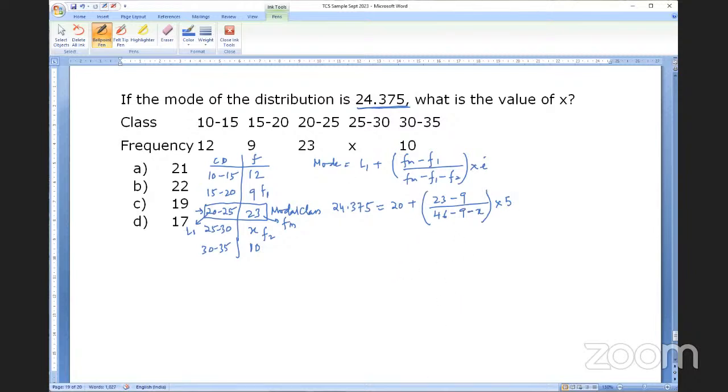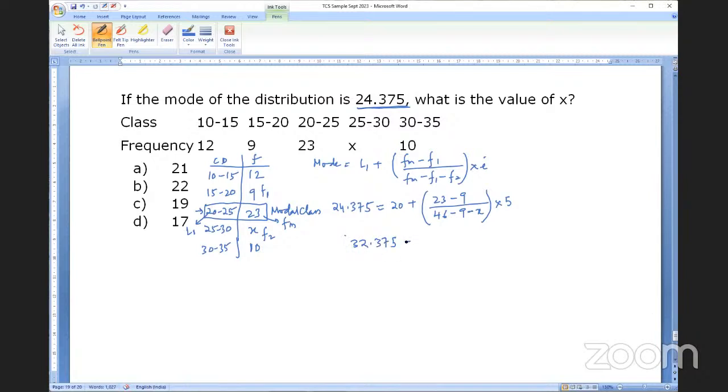Let's use our drop-down calculator to get the initial values quickly. 24.375 minus 20 is 4.375. Let us divide that by 5, which gives us 0.875. Now 46 minus 9 is 37. I'm straight away multiplying this into 37. So what we have? 32.375.